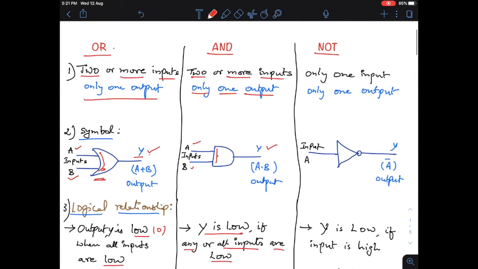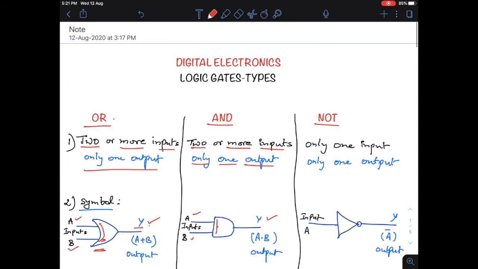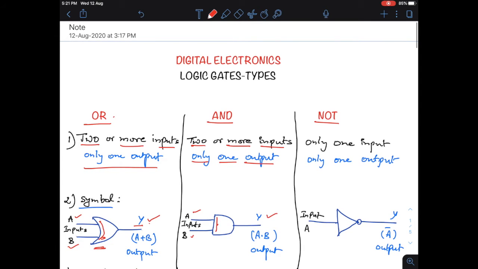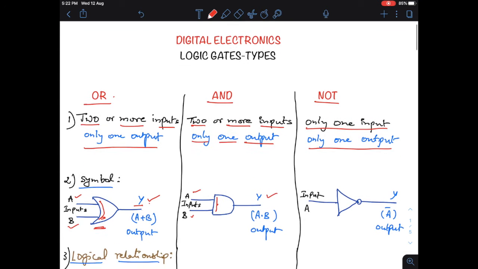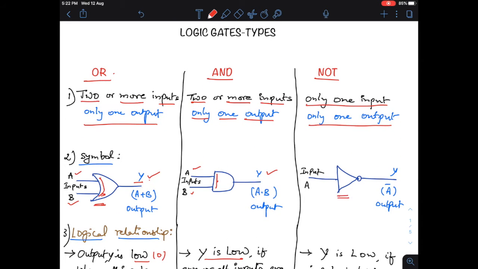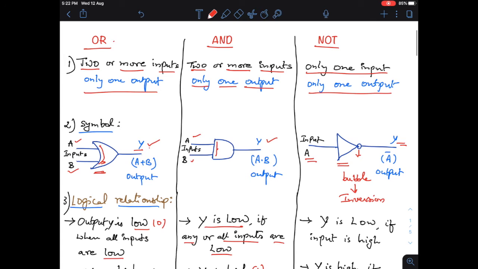Then we will see the NOT gate, which is simpler than the other two. It has only one input and only one output, and it is denoted with this triangle symbol, where A is the input and Y is the output. Now there is a small circle, I will call this a bubble, and that represents the inversion.